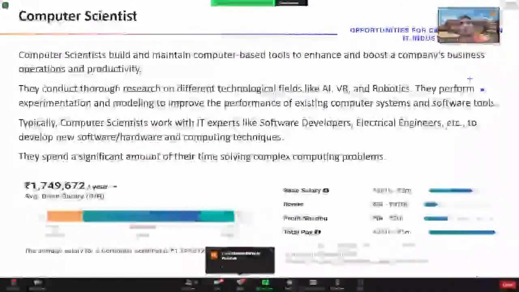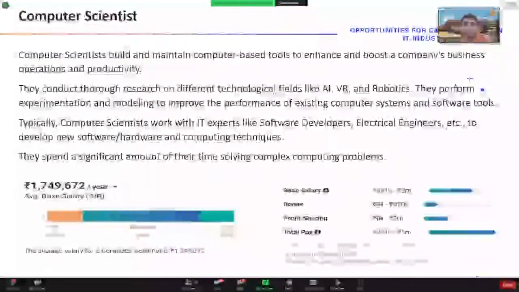And an example of it, which is mentioned here, is AI, VR, and robotics. If you look at earlier, I can give you an example right now. The Amazon Big Billion Day sale is going on. The Flipkart Big Billion Day, Amazon Great Indian Festival, sorry, is going on.